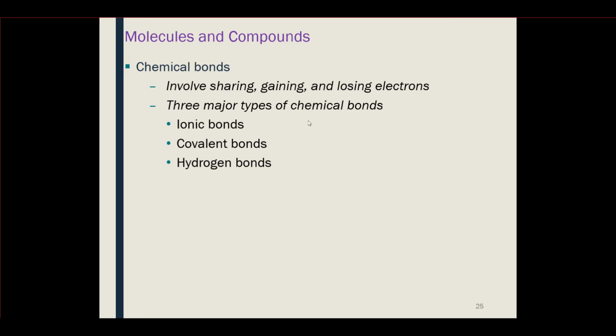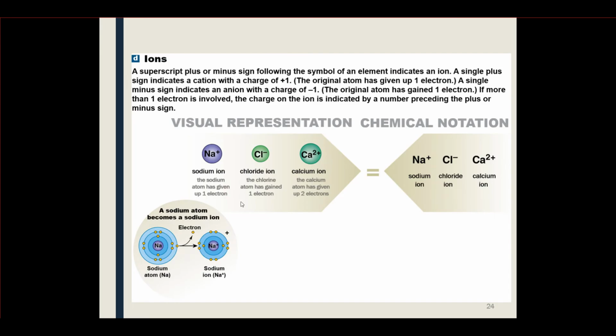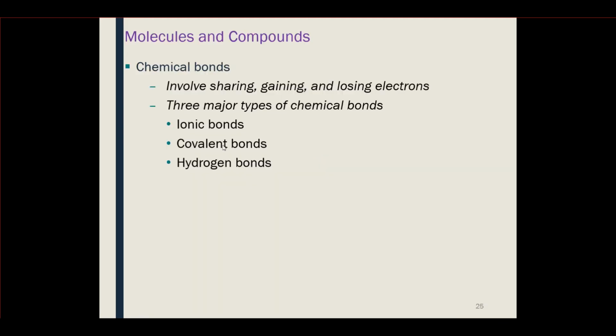So let's start with ionic bonds. Look at the name for a minute. Just think about this. Ionic bonds, probably, if you think about it, are going to involve ions. Again, I'm going to go back a slide. Probably going to involve these kinds of things right here: sodium, chloride, calcium, potassium. Those are, again, the main ones we use in the body. So let's take a look at this.